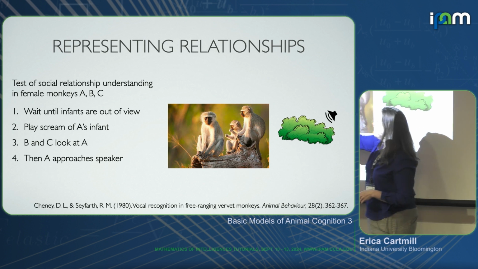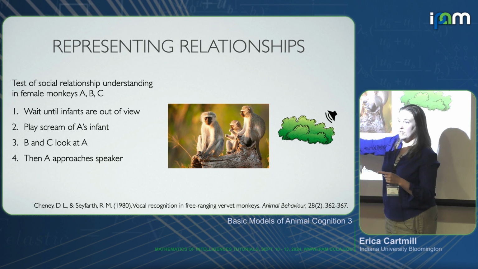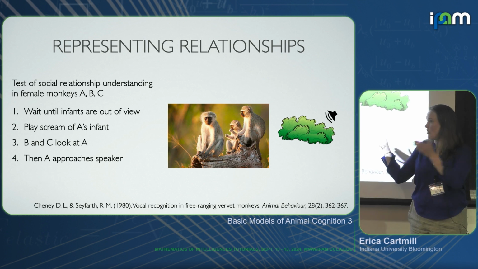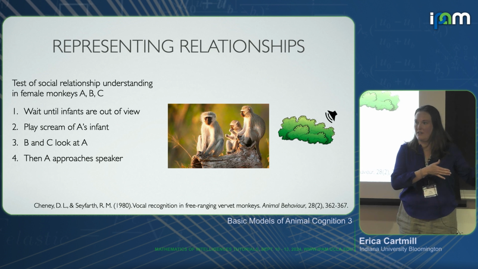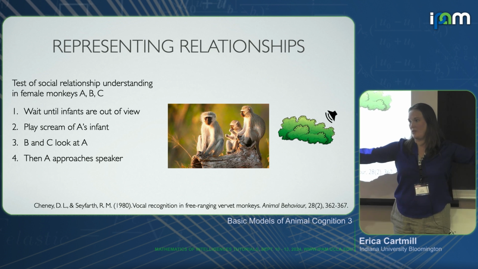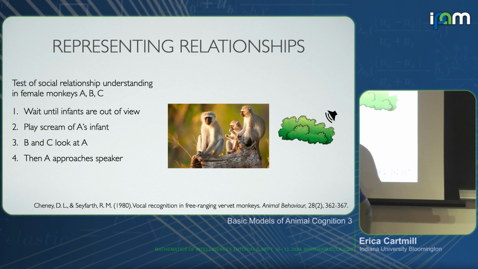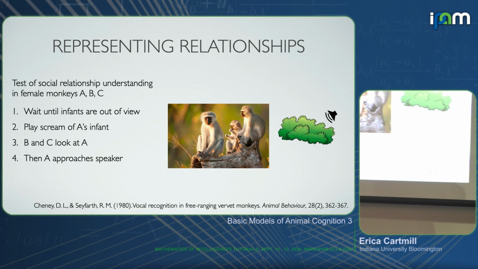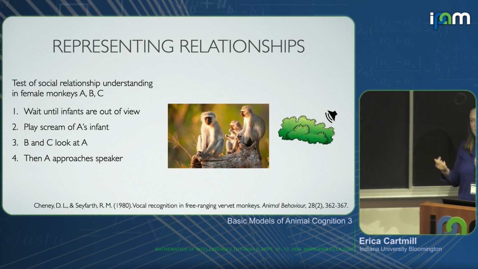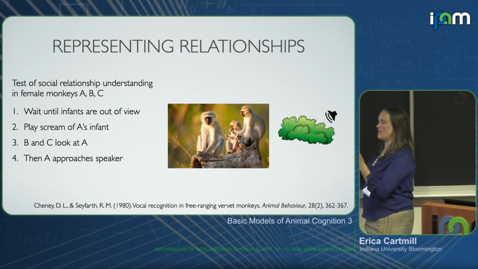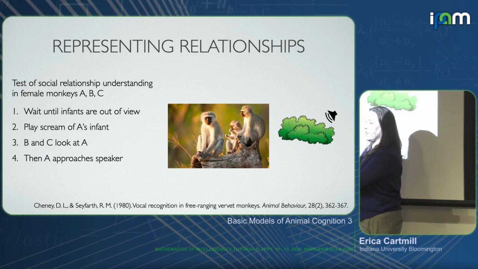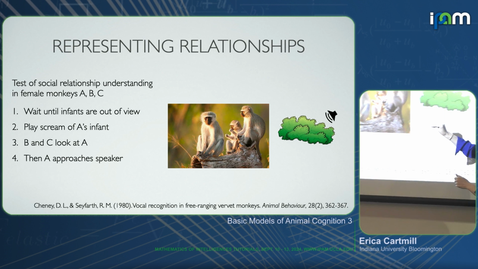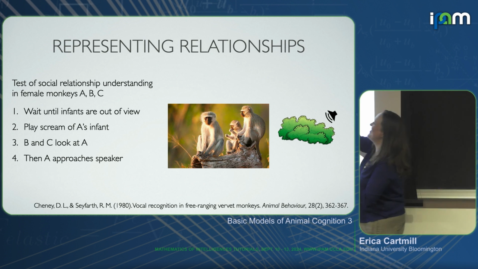And then females B and C look at female A, right? So they don't look at the sound, they look away from the sound towards the mother of the individual who's screaming. And then the mother of the individual who's screaming approaches the speaker. I think this is a really simple but really elegant design that shows that they have an understanding of some kind of association, some kind of relationship between A and, I was going to say A prime, A's infant.